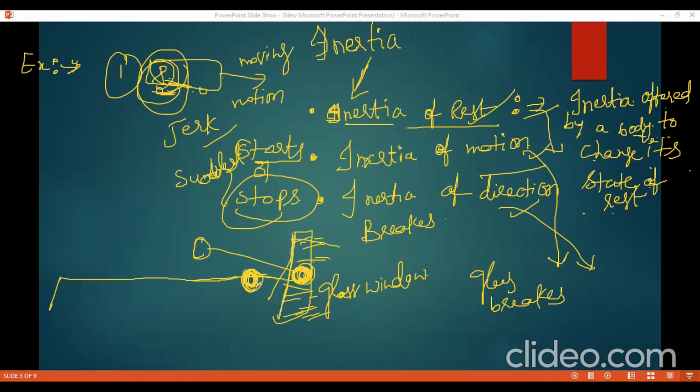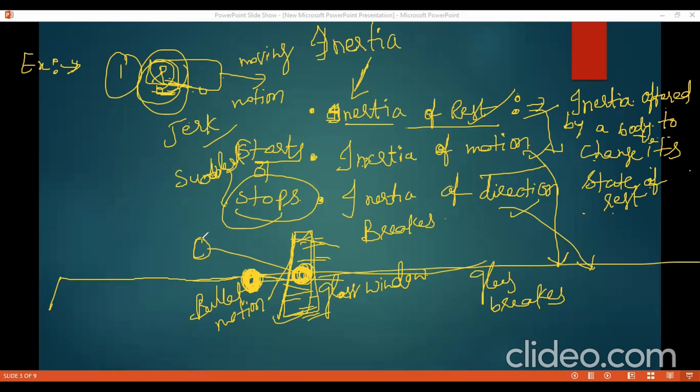The bullet is in motion and the glass is at rest. So what does it do? The bullet is in motion. What is the property of any object? Every body should stay in the same state. Because it is in motion, it tries to keep moving, right? So it goes very fast, making a hole, and it moves on.